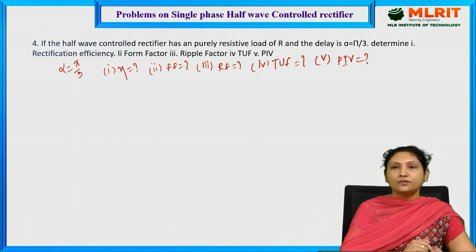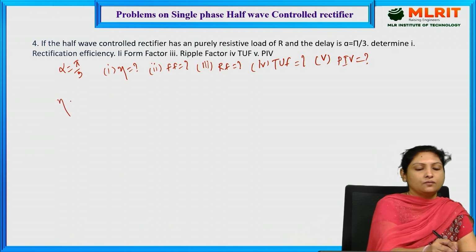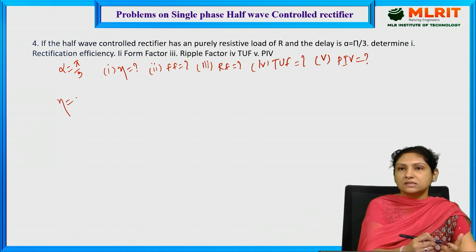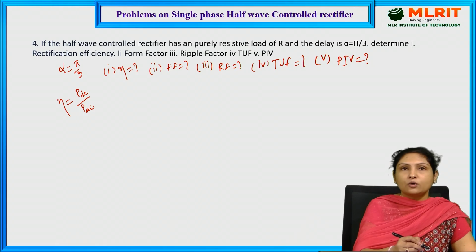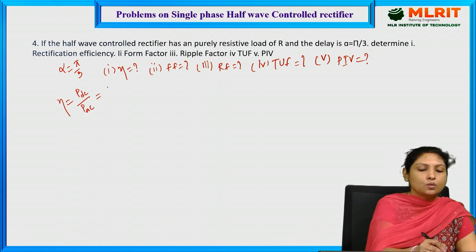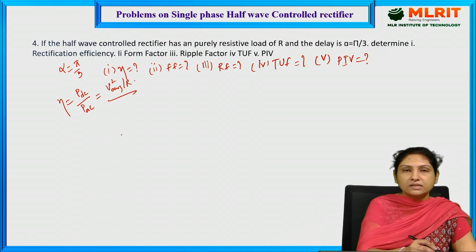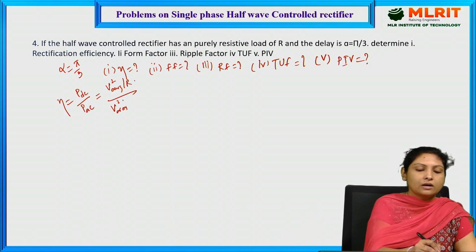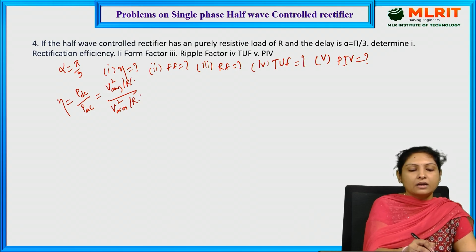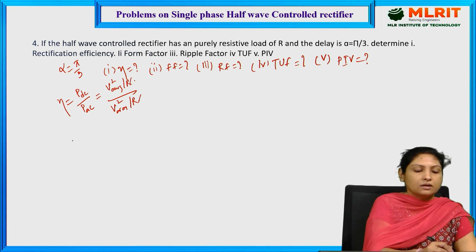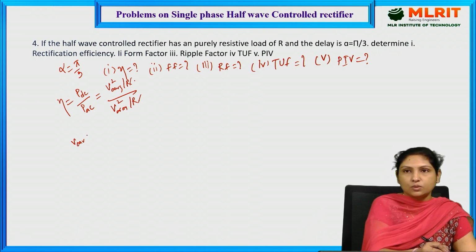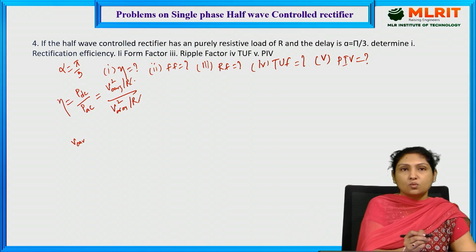Firstly, how to find out this efficiency. The efficiency formula is output by input. And since this is a rectifier, output is DC, so PDC by input, which is AC, that is the reason PAC. And how to find out PDC? PDC is equal to V naught average square divided by R. Similarly, PAC is V naught RMS square divided by R. Here R gets cancelled, so here V naught average square by V naught RMS square. And if we can find out V naught average as well as V naught RMS, we can find out the efficiency. So what is the V naught average formula?